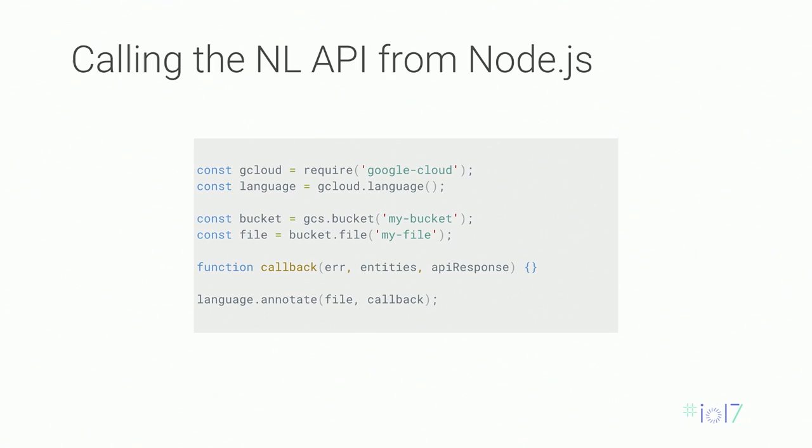Another thing that you might want to do with your text, just for the code snippet here. So if you want to call the natural language API from Node.js, here's a snippet of code of how you would do that. In this example, I am passing it a file from Google Cloud Storage. You can also pass it raw text. And just call language.annotate, and it'll give you your annotation response back.